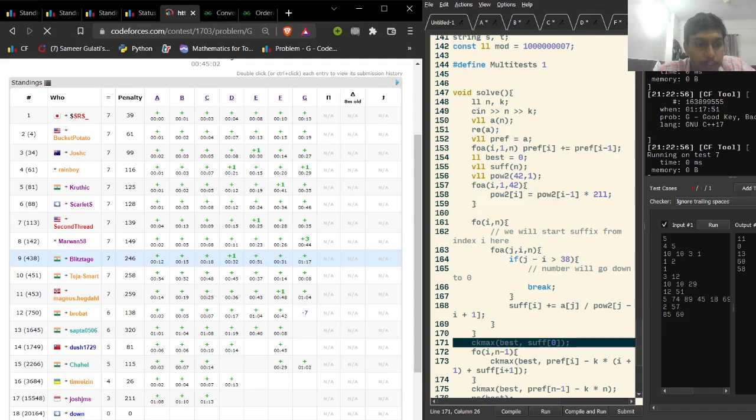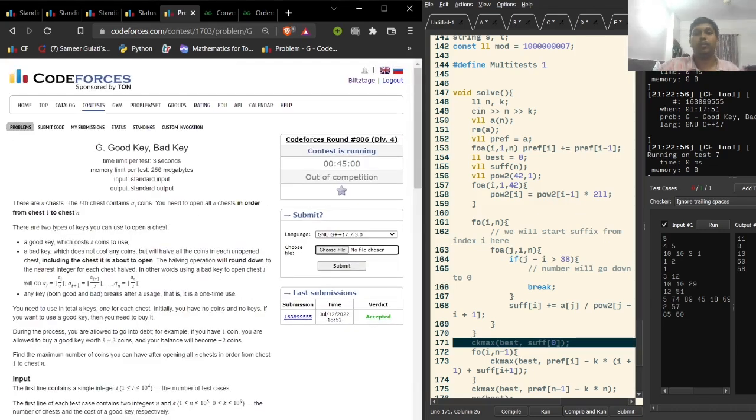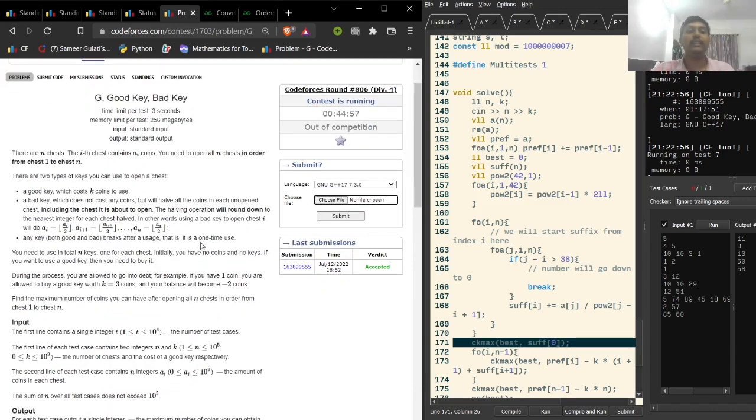So problem G. Let's check if I'm recording. Okay. As I said earlier, the interesting thing is that if you divide more than 30 or 40 times, all of the values are going to go down to zero. They will all round down to zero if you divide 30 or 40 times.